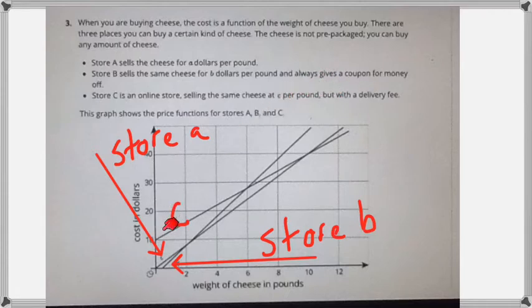So then that means that this delivery fee one has to be store C, and the one that has a y-intercept that you can tell, if you continued this line out, that would be less than 0, must be store B with the coupon, and the one that's L here is store A. L is store A.